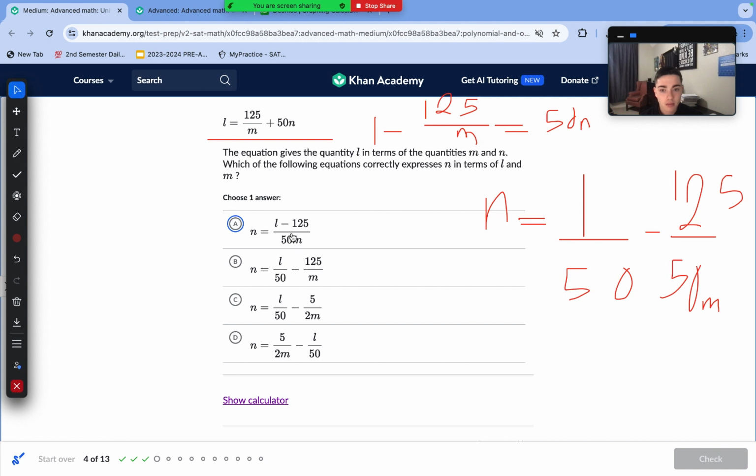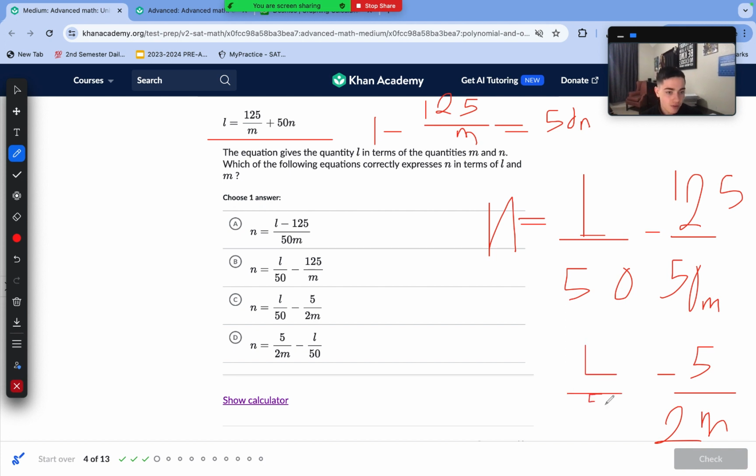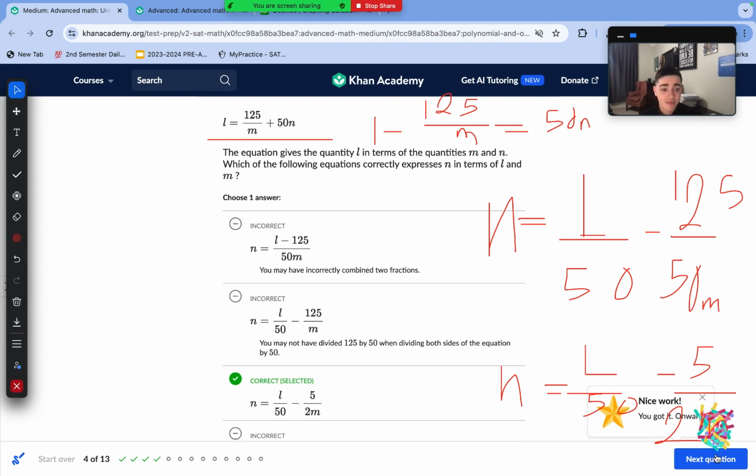So we may notice that this is not shown as one of our answer choices. Instead, they simplify this 125 over 50. And this is not a 1, this is an L. So now we need to simplify this. We can divide both the numerator and the denominator by 25. We are left with minus 5 over 2m. So now we have L over 50 minus 5 over 2m equals n. This is the simplest format, which still expresses that. And we can see that this matches answer choice C.